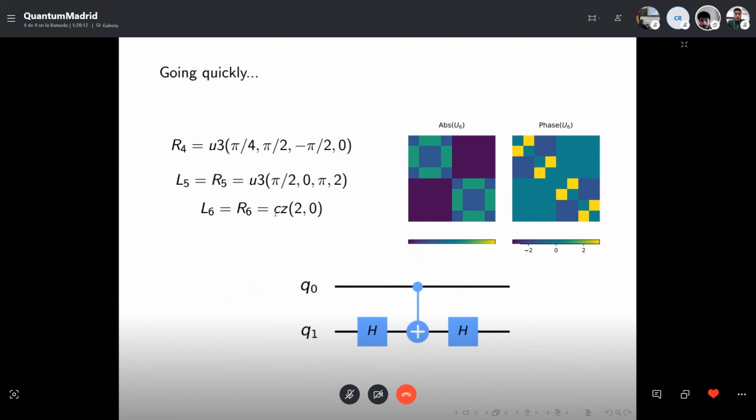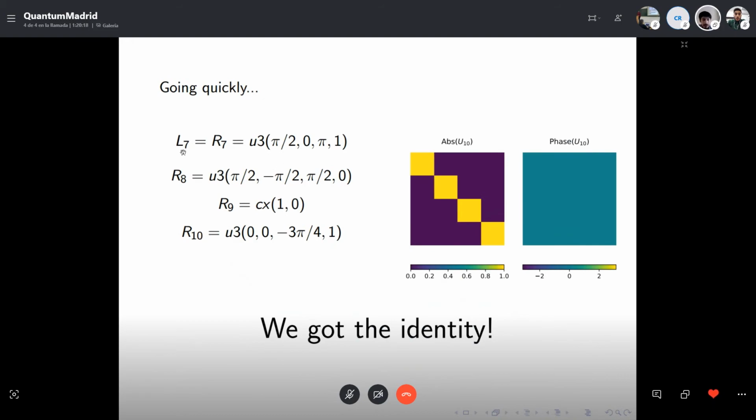And then we reduce again the size of the problem to only 2 qubits. And again, choosing these operations, we actually got the identity. You see, the purple is 0 and the yellow is 1. So this is an identity. Good, this is the goal.